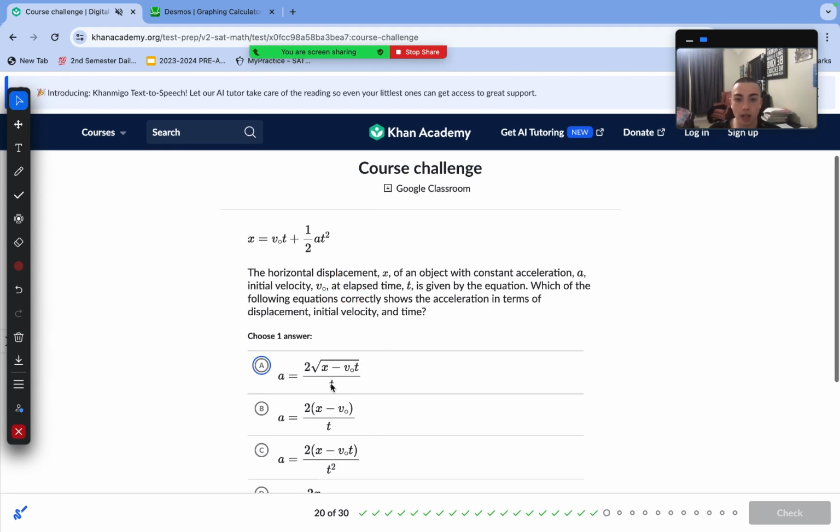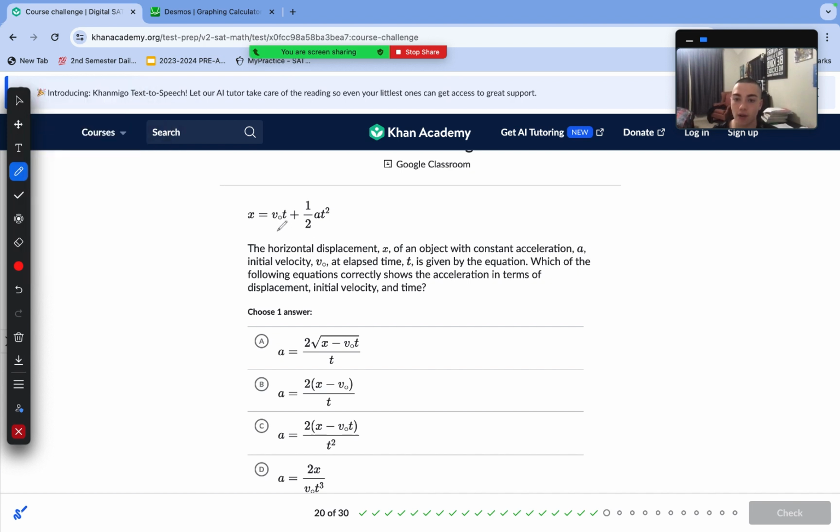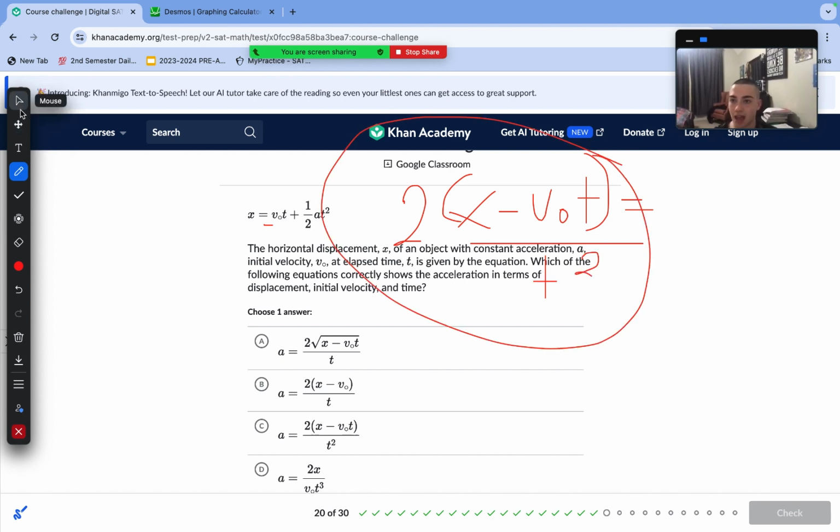Alright, we are given an equation here and we are trying to isolate the a variable. To get a by itself, we can first subtract vt from each side. That means we have x minus v initial velocity times time equals 1/2 at squared. To get the a by itself, we divide each side by 1/2, which is the same as multiplying this expression by 2. And we can divide by t squared as well. We are looking for something that matches this expression right here, which is answer choice C.